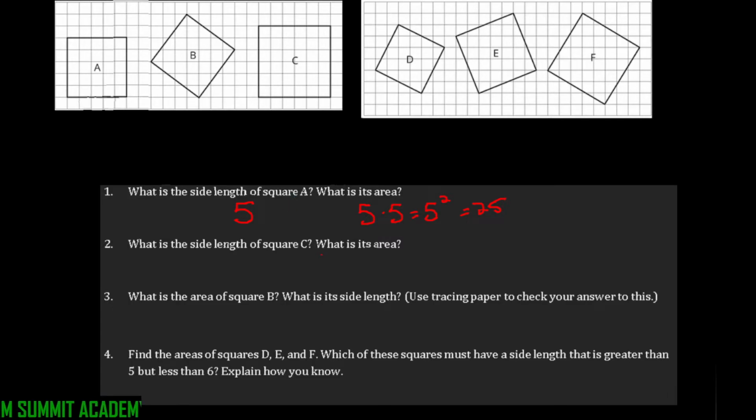For number 2, it's C. It skips over B. It says, what is the side length of square C? So now it's 1, 2, 3, 4, 5, 6. So the side length is 6. That means the area is going to be 6 times 6, which is 36.